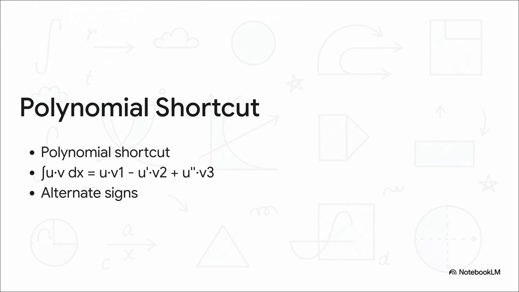When you're doing by parts and your u function is a polynomial, think x squared or x cubed, you can use this rapid shortcut. It's basically a generalized pattern. You write u times the first integral of v, then minus the first derivative of u times the second integral of v, then plus the second derivative of u times the third integral of v, and you just keep alternating those signs until the derivative of the polynomial hits 0. This shortcut is an absolute game changer. It'll smash through tricky CET questions in seconds, totally bypassing those tedious nested brackets.